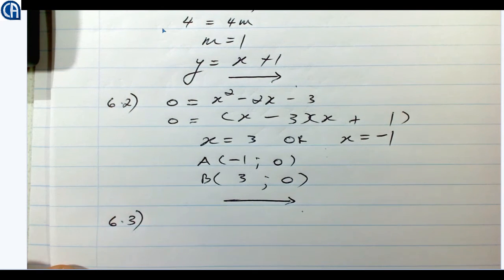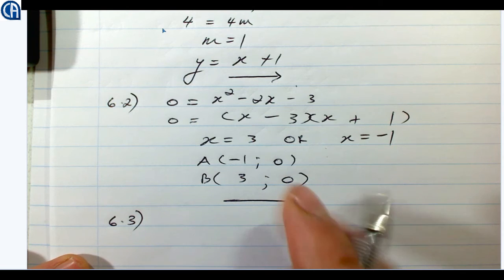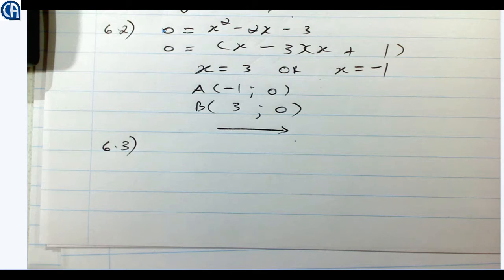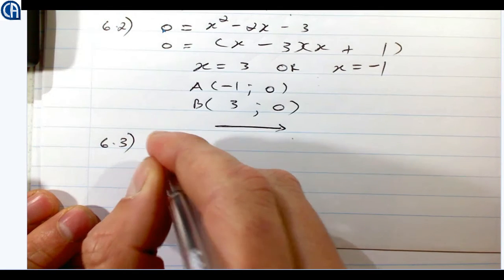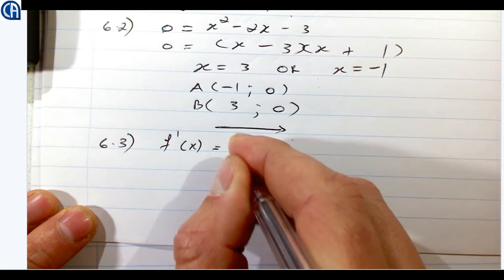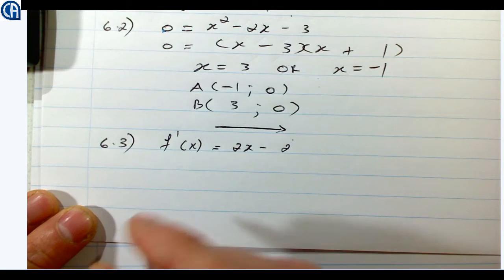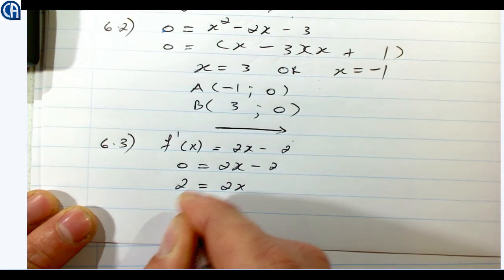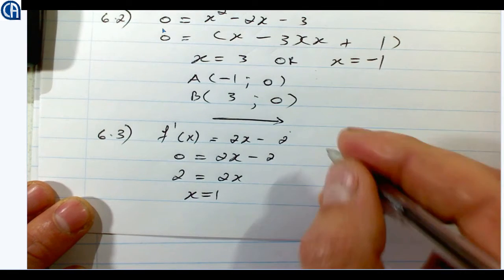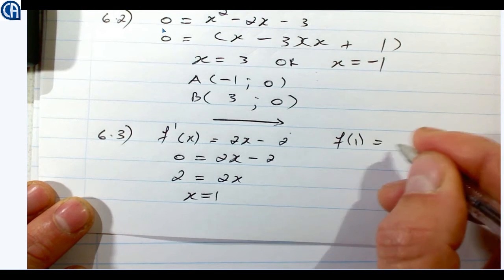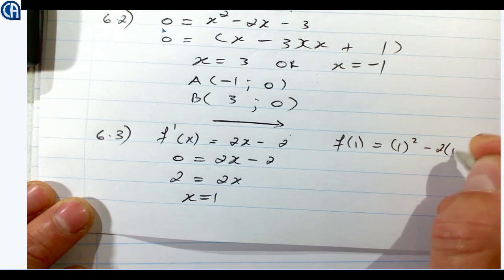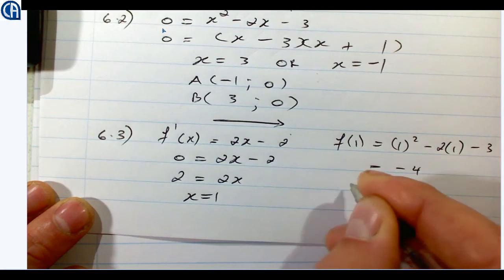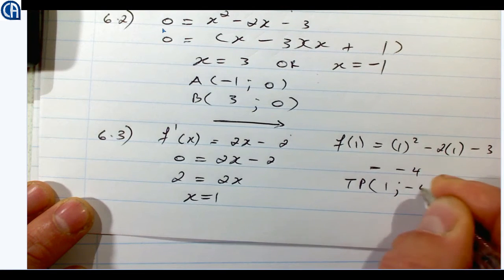Right, 6.3 is to find the range of f. In order to find the range of f, you need the turning point. You can either use minus b over 2a, or you can find the derivative. I prefer the derivative. So the derivative of f is 2x minus 2. At the turning point, the derivative is equal to 0, so 2 equals 2x, therefore x is equal to 1. Substitute 1 into the original equation: 1 squared minus 2 times 1 minus 3, which gives me minus 4. So the turning point is (1, minus 4).